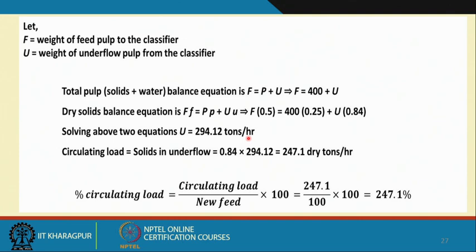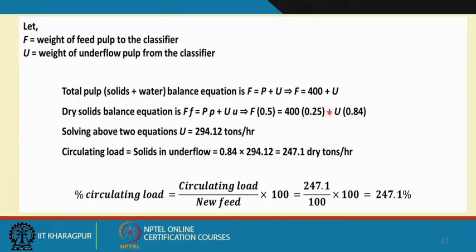U is equal to 294.12 tons per hour. Again I am requesting everybody, please do these calculations on your own, otherwise your concept will not be clear. So, when we solve this by putting the values of the others in this equation, we get U equal to 294.12 tons per hour.